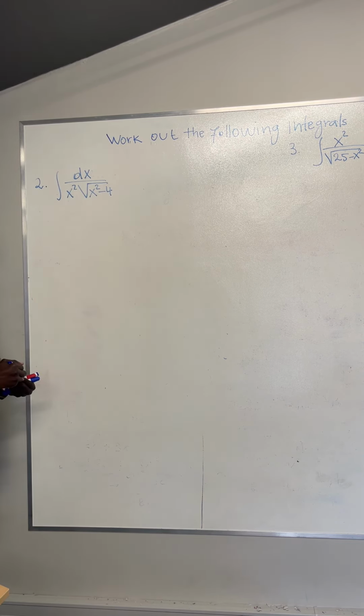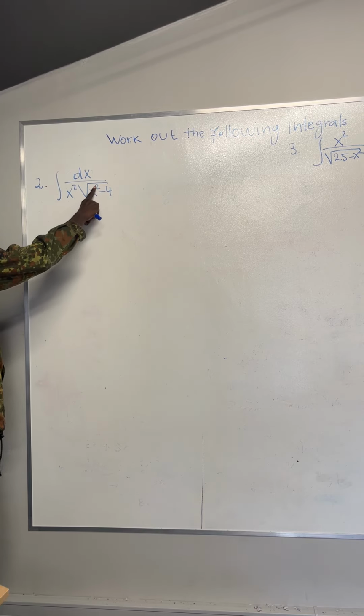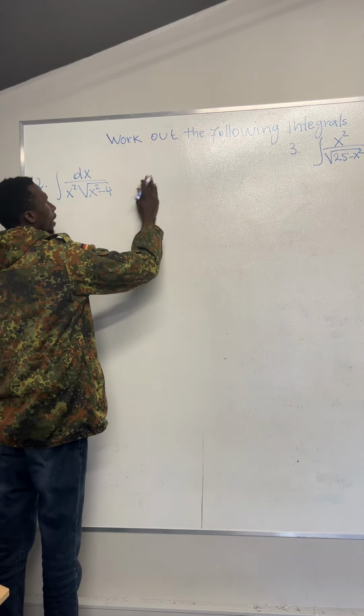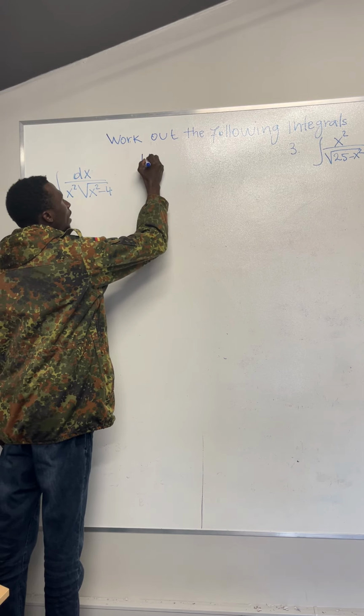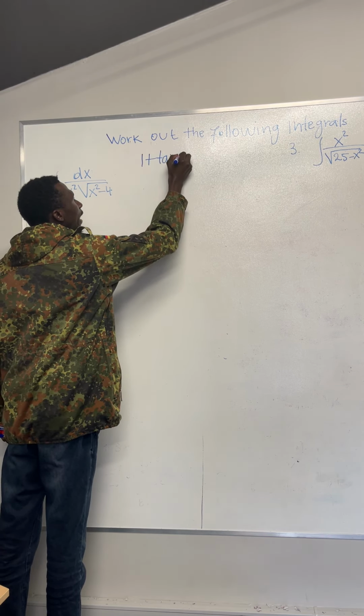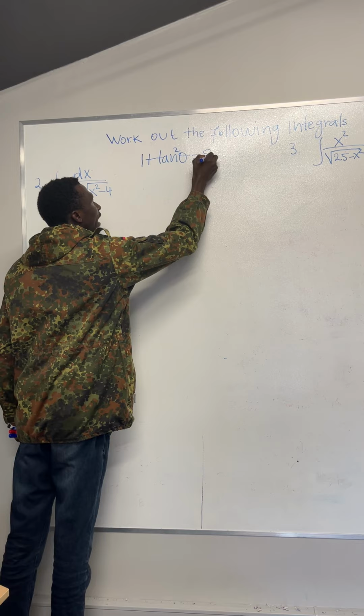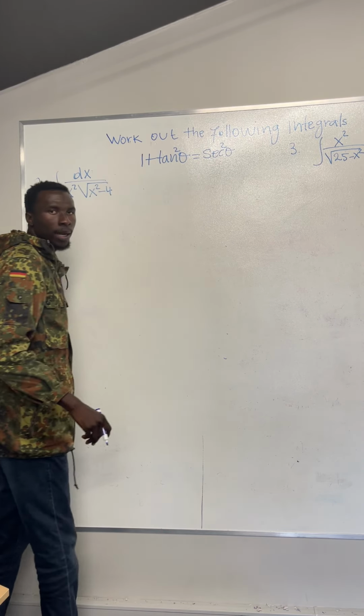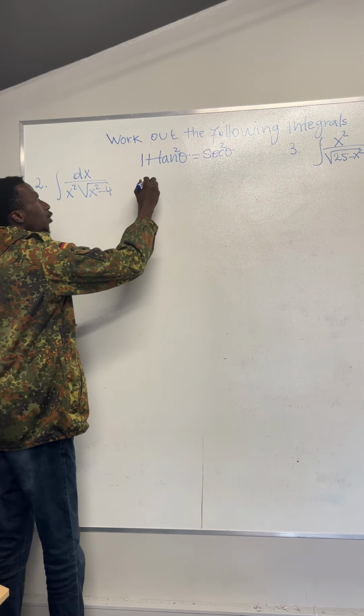And so guys, when you have something like x squared minus something, this number can be 16, 13, anything, don't worry about it. So what are you going to do? You're just gonna use a trigonometric identity. We know already that 1 plus tan squared theta is what? It is sec squared, right?